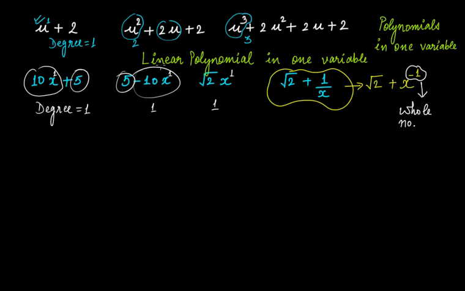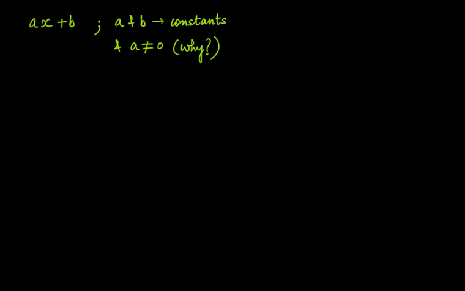Linear, why linear? Because their degrees are 1. And why in one variable? Because these 3 polynomials are formed using only one variable. Okay, so in general, if we have to talk about a linear polynomial in one variable, then we can write it as ax plus b, where a and b are constants and a should not be equal to 0.